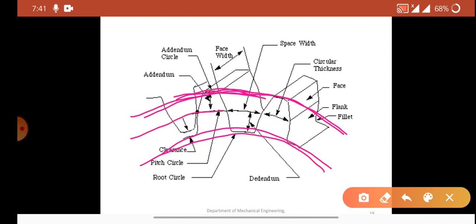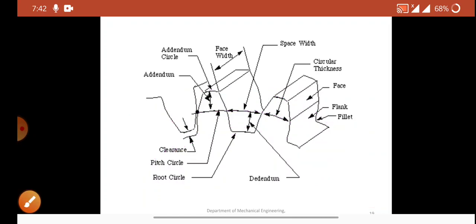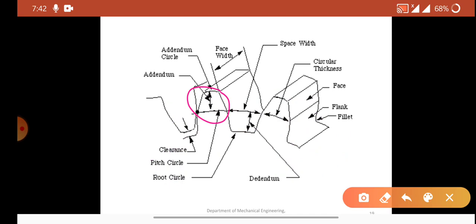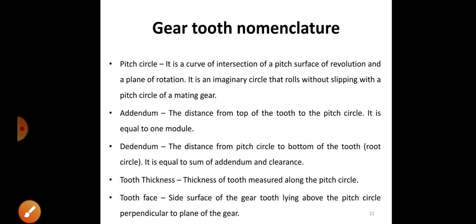This is your pitch circle. The distance between the top surface, that is the addendum circle, and the pitch circle is referred to as the addendum. Here it is marked, you can see this is the addendum. Similarly, the distance between the pitch circle and the bottom circle, that is the root circle or dedendum circle, is called the dedendum. Addendum is the distance from the top of the tooth to the pitch circle, and it is equal to 1 module.